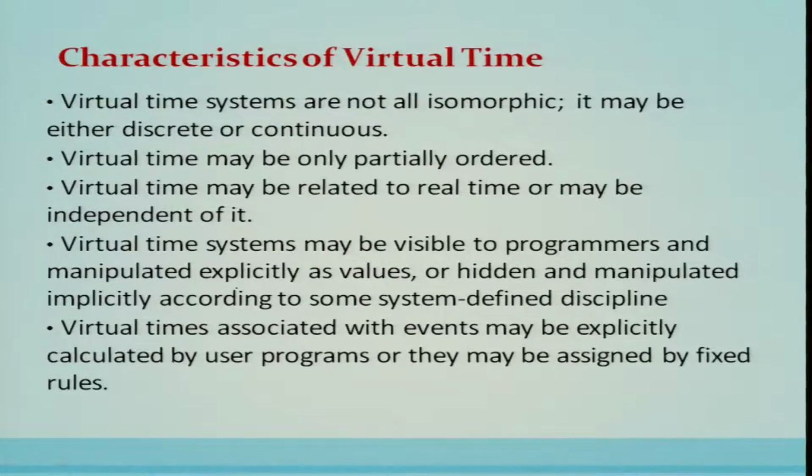So we are now going to see the characteristics of virtual time. Virtual time systems are not all isomorphic. It may be either discrete or continuous. Virtual time may be only partially ordered. Virtual time may be related to the real time or may be independent of it. Virtual time system may be visible to the programmers and manipulated explicitly, or the values may be hidden and manipulated according to some system defined discipline.